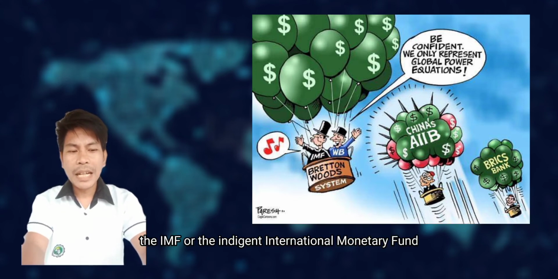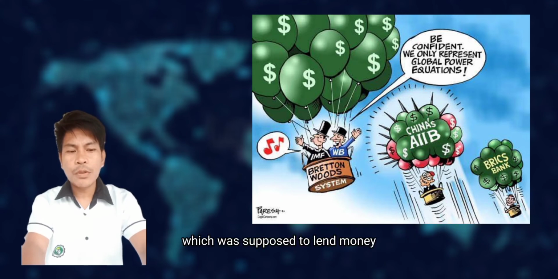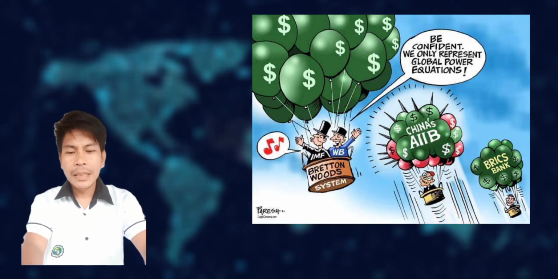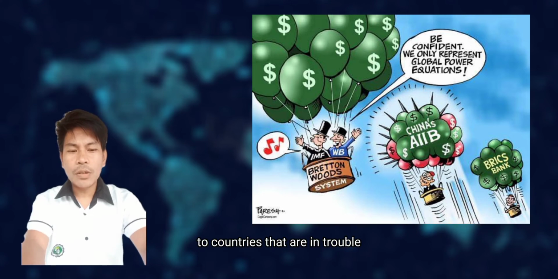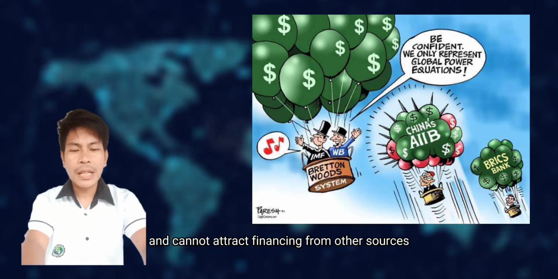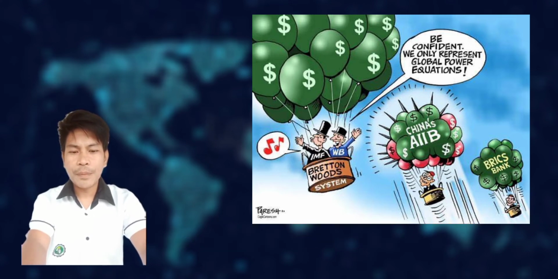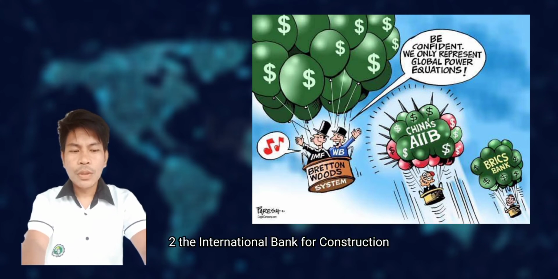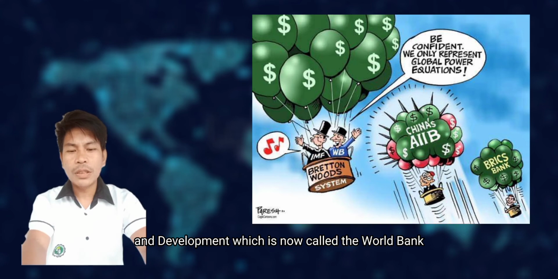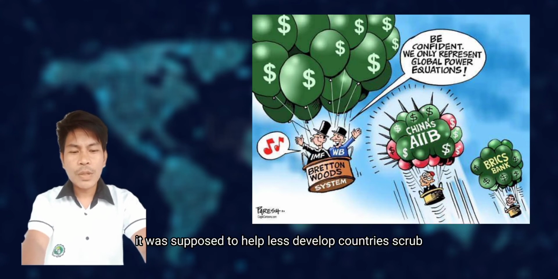One, the IMF or the International Monetary Fund, which was supposed to lend money to countries that are in trouble and cannot attract financing from other sources. Two, the International Bank for Reconstruction and Development, which is now called the World Bank. It was supposed to help less developed countries.